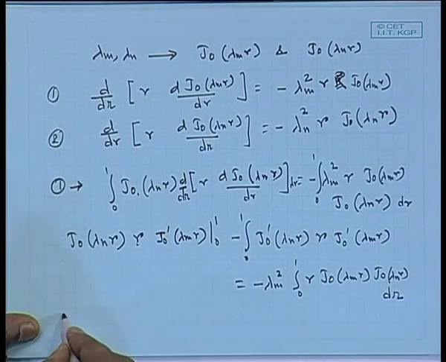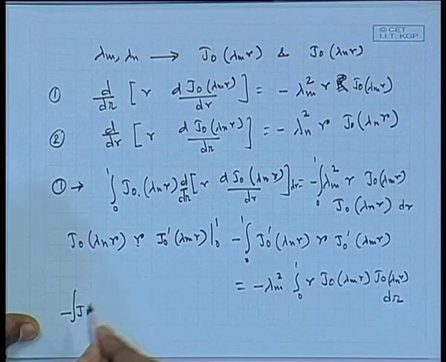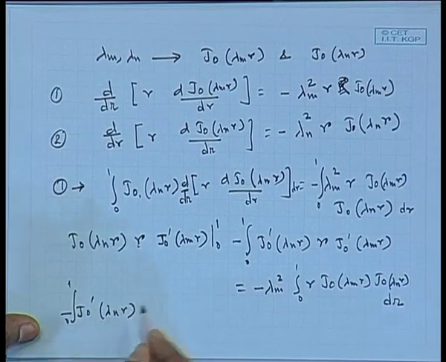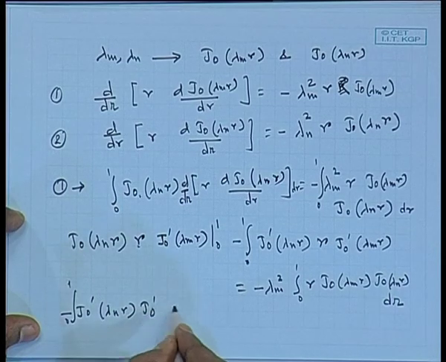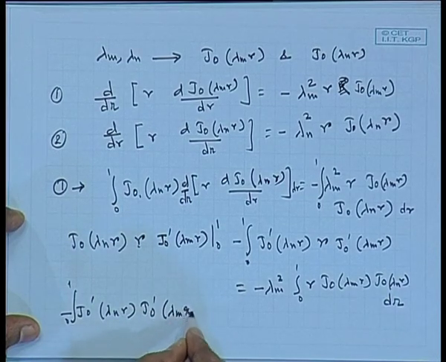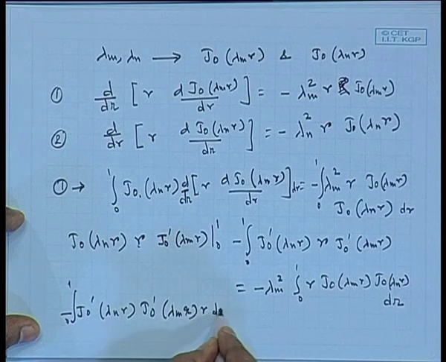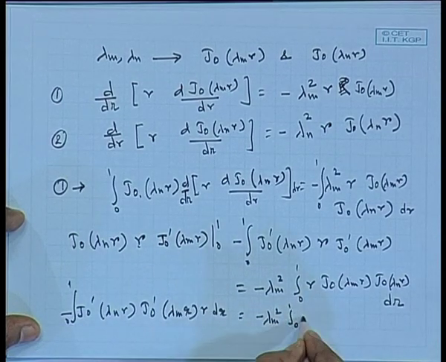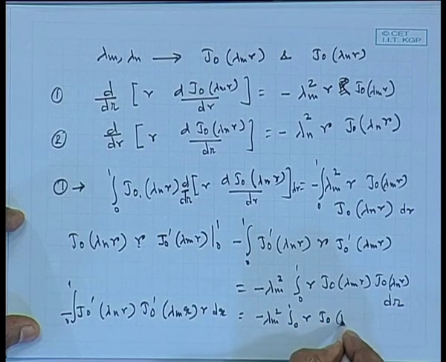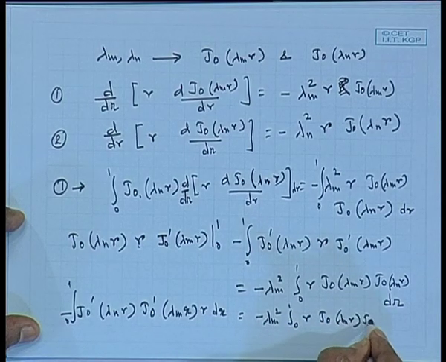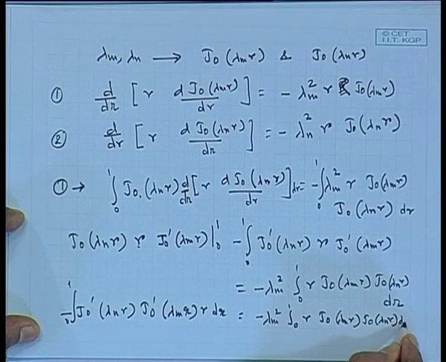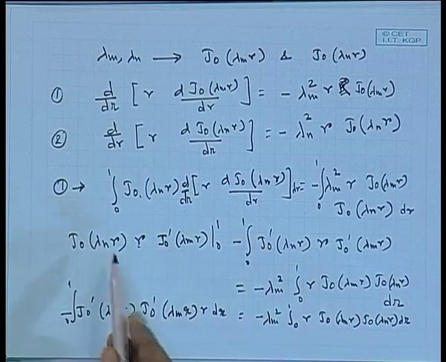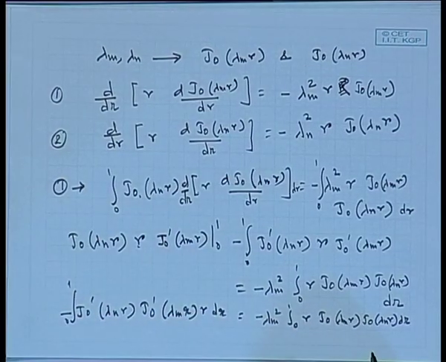So, you will be getting minus integral 0 to 1 J0 prime lambda n r, J0 prime lambda m r, r dr is equal to minus lambda m square integral 0 to 1 r J0 lambda m r J0 lambda n r dr. I am writing this equation again, only this term will be equal to 0.